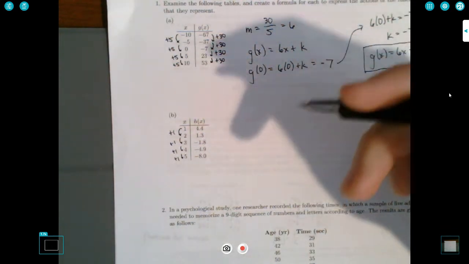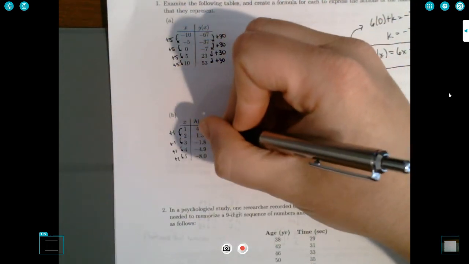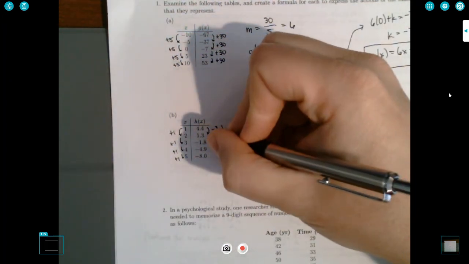To figure out how much they're decreasing, we could subtract. It's kind of hard to do in your head, but if we do 4.4 minus 1.3, we get 3.1. So that's the amount of decrease. Since it's decreasing, I'm not going to say that we added 3.1, I'm going to say that we subtracted 3.1. Now if I subtract 3.1 again, 1.3 minus 3.1, I get negative 1.8. That tells me that to get from here to here, I'm still just subtracting 3.1.